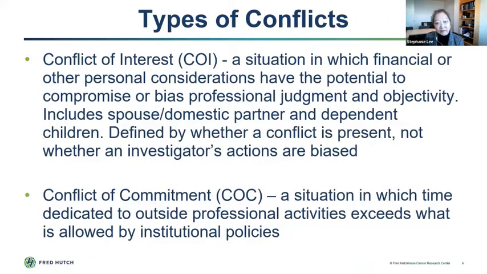So what are the types of conflicts we're going to discuss? Well, the major one we're going to discuss is what's called a conflict of interest, or COI. This is a situation in which financial or other personal considerations have the potential to compromise or bias professional judgment and objectivity. It includes interests of your spouse and domestic partner and your dependent children. And it's important to realize that it's defined by whether a conflict is present, not whether an investigator's actions are biased. So a lot of people say, well, I have a conflict, but I'm not biased by that. It doesn't matter, you still have a conflict.